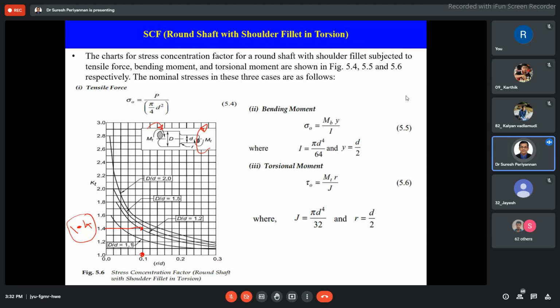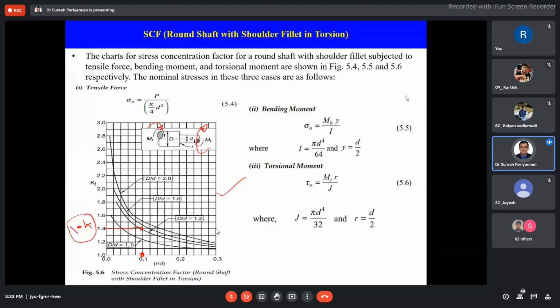The fourth plot we discussed was the round bar subjected to bending moment, designed with a fillet radius. Based on the dimensions, we discussed the stress concentration factor. The last one is the same round bar subjected to torsional moment, and how to find the stress concentration factor based on the diameter dimensions of the bar as well as the fillet radius. We have to define this stress concentration factor from the graph. So these five plots are very important.